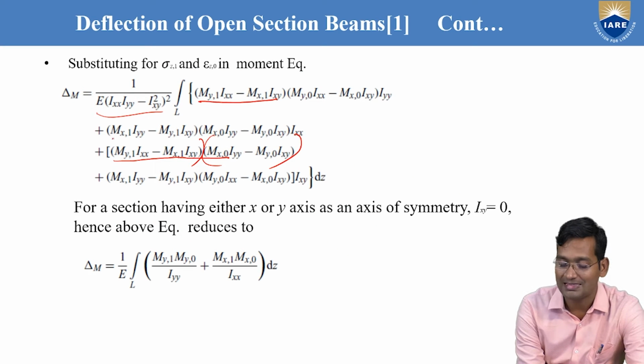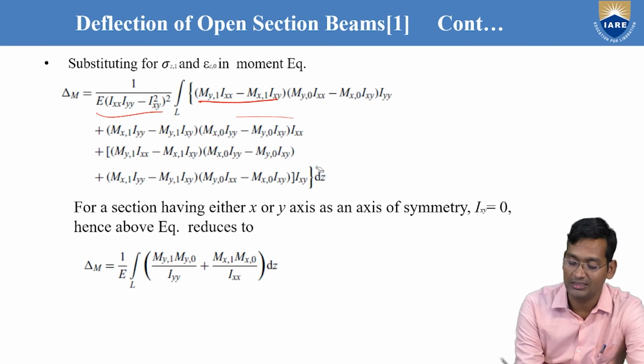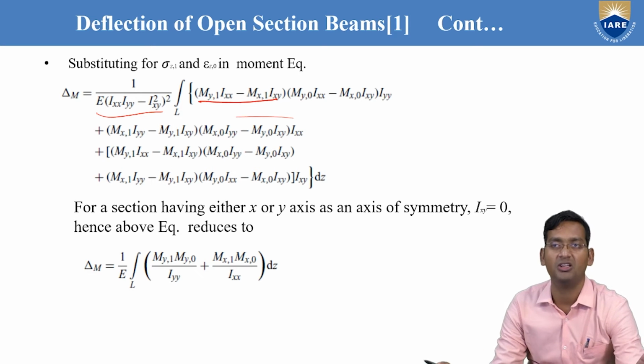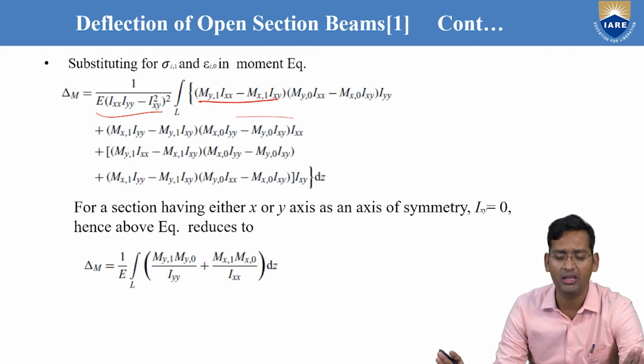Similarly, x comma 1 will be multiplied by first x0, and then here x comma 1 will be multiplied by m comma 0. So overall, this will be there. Once you expand, substitute the values and simplify, you will get the answer.